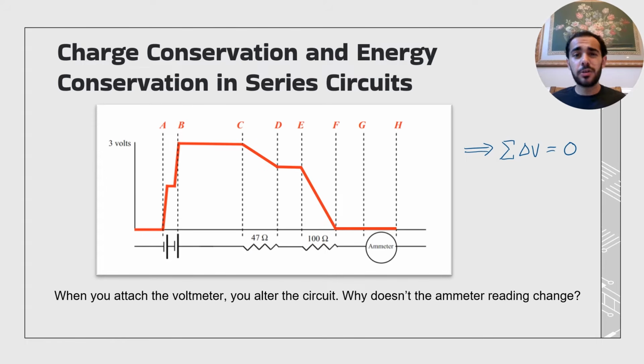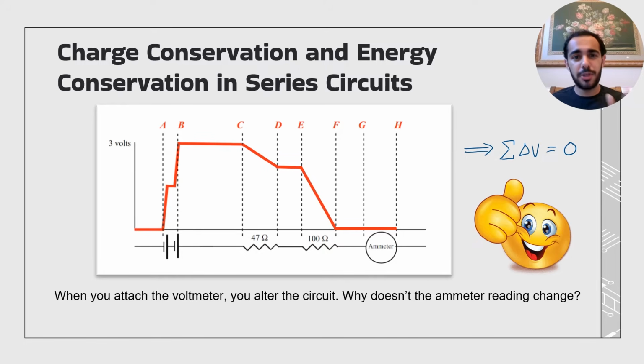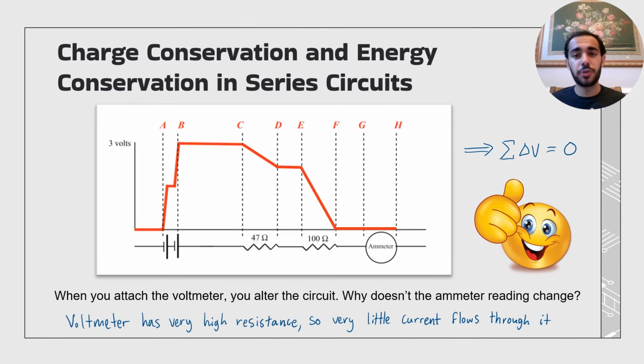The graph here visualizes the voltage gain and drop as we go around the circuit. The batteries contribute to a voltage gain, while the resistors show a voltage drop, with higher resistances showing a more significant drop. And as we can see, the voltages here sum up to 0, so this abides with the loop rule. Now, when we attach a voltmeter to the circuit, the ammeter reading doesn't change. Why is this? Well, the voltmeter has extremely high resistance, so almost no current flows through it, and thus has no effect on the path and speed of the electrons.